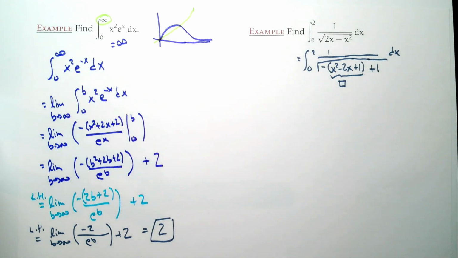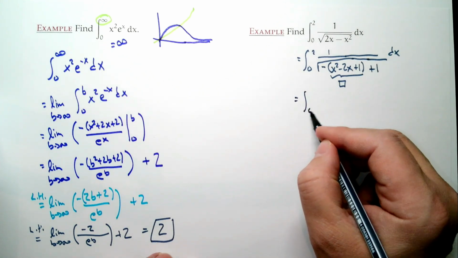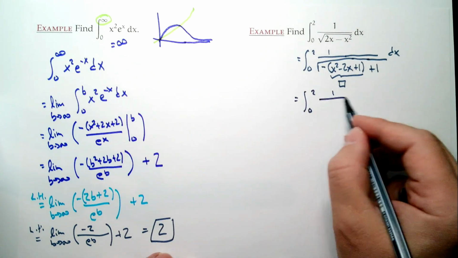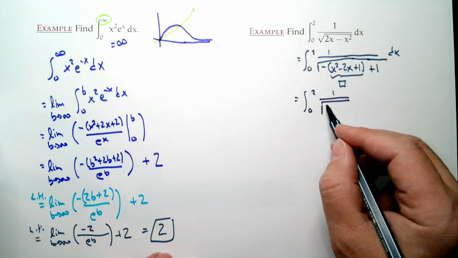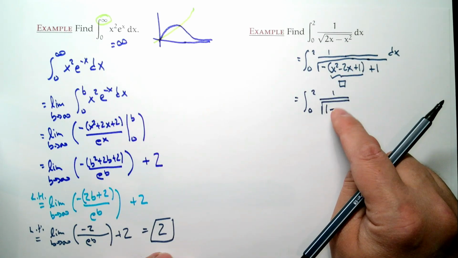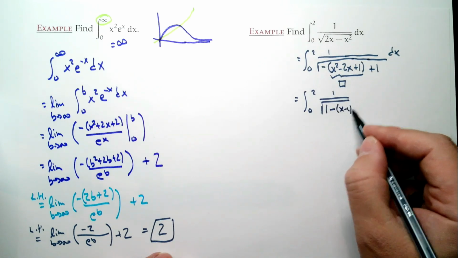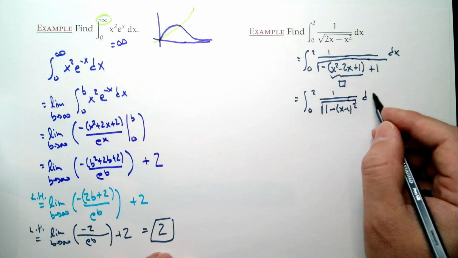The ones cancel out. Okay, so now if we rewrite this, this is the integral from 0 to 2 of 1 over the square root of 1 minus. I'll put this 1 in front because I like the minus being in the middle. And then this is a square, so it's x minus 1 squared, dx.